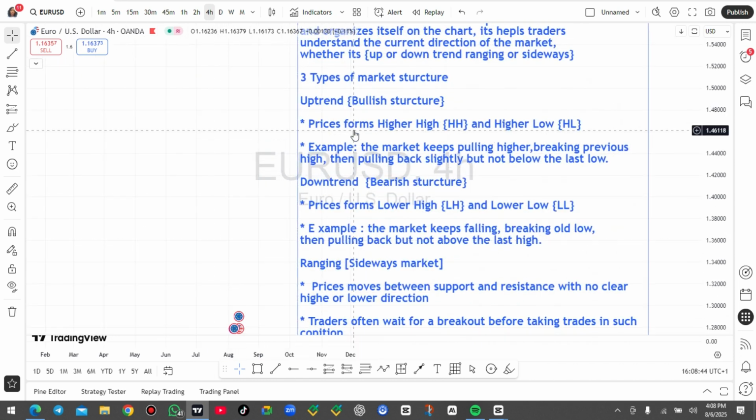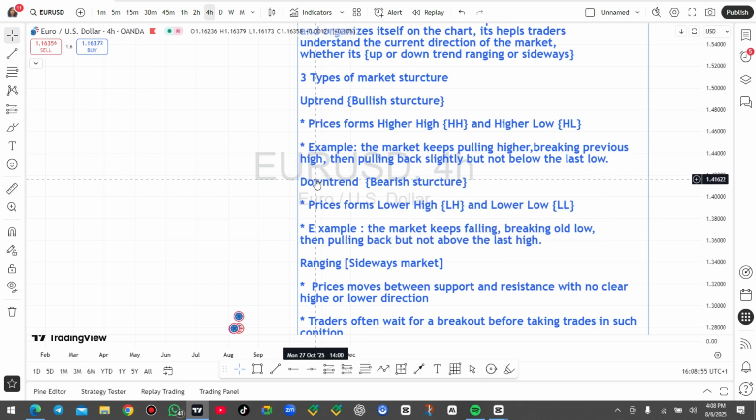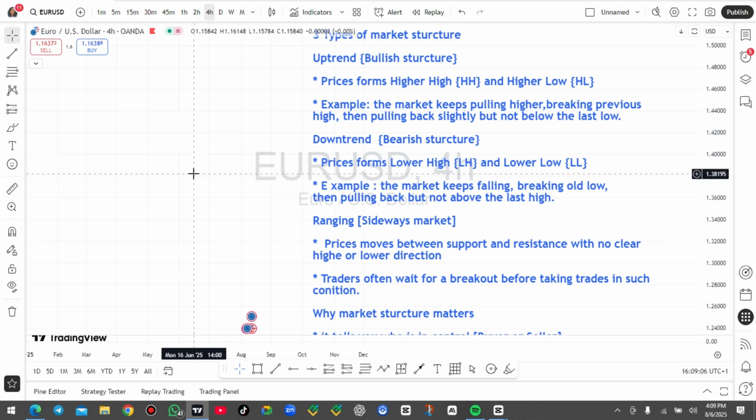Now, price forms higher highs, which I just explained, and higher lows. The market keeps pushing higher, breaking the previous high, then pulls back slightly but not below the last low. As I just explained, the last low must be protected and the high must be broken for you to know that this market is an uptrend. The last low keeps being protected and the last high is broken.